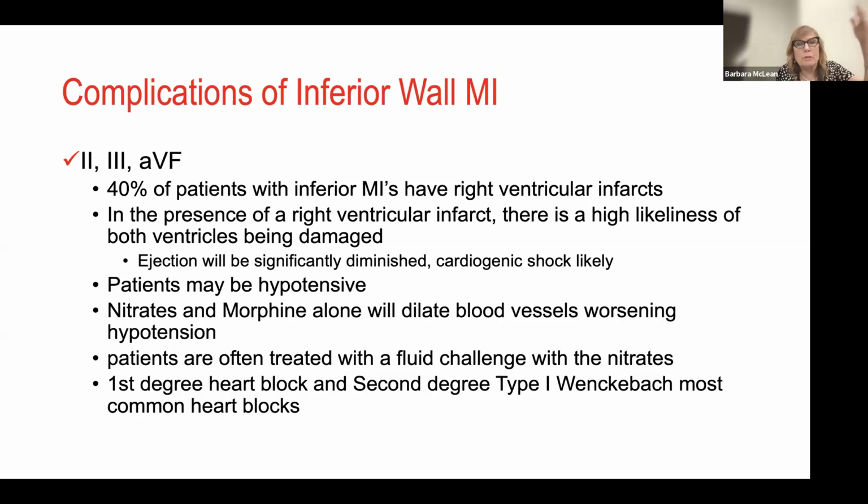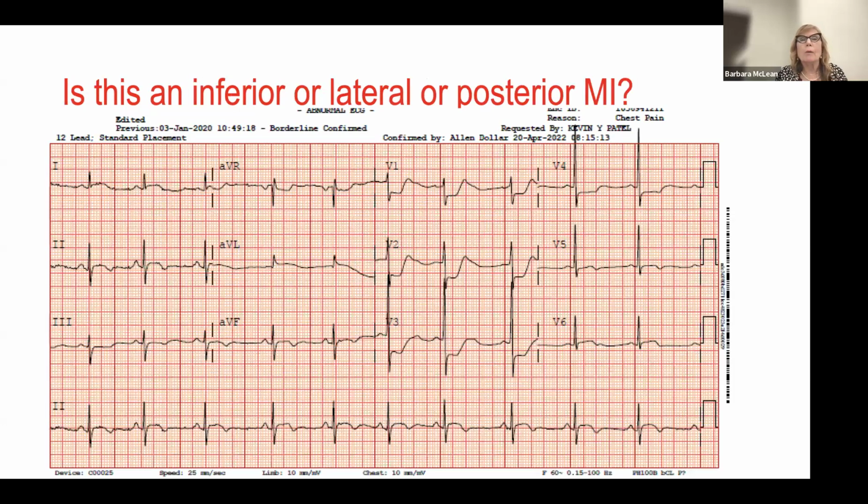55% of the sinus node is supplied by the right coronary, which also supplies the inferior wall. 90% of the AV node is supplied by the right coronary. So I'm going to anticipate some significant issues with conduction from sinus node through AV junction down to the right and left bundle branches. Okay, so take a quick look at this patient.